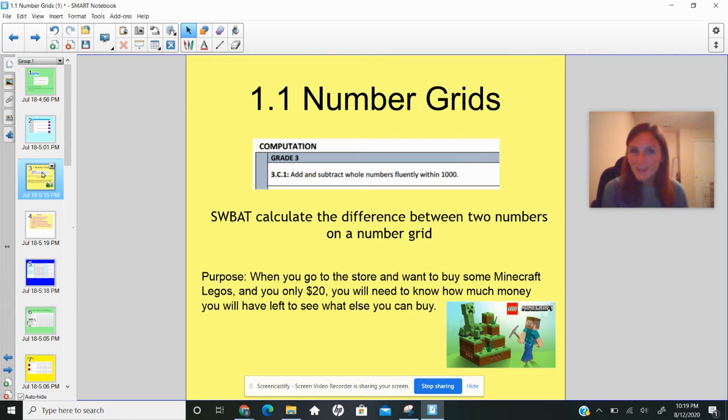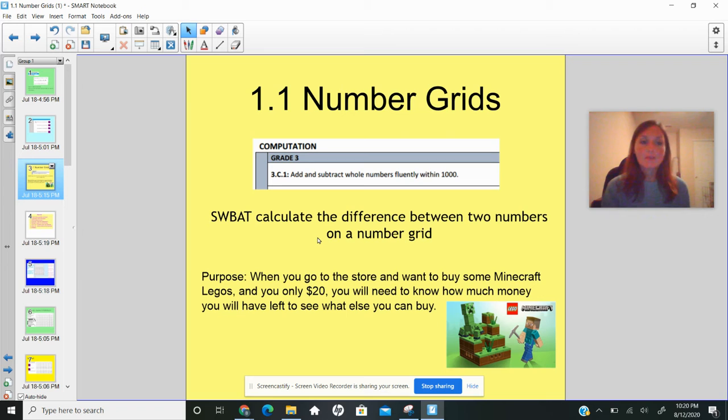All right, so now it's time for 1.1 number grids. Two days ago, you were practicing trying to just find the numbers on a number grid so that we would be able to actually do this objective. And so today we're going to try to meet that objective. Today we're going to be able to calculate the difference between two numbers on a number grid.